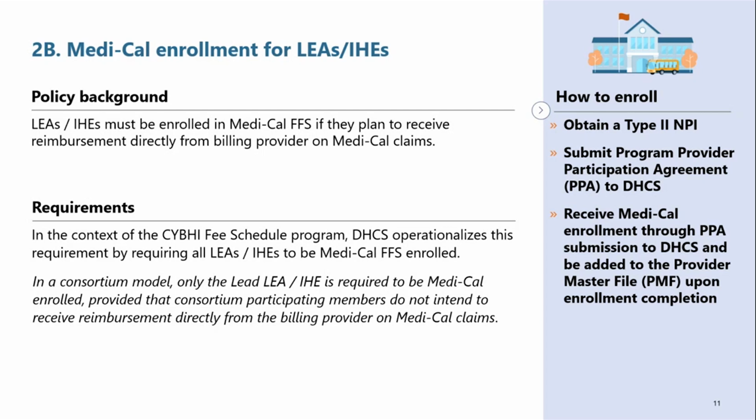This setup allows smaller or resource-limited LEAs or IHEs to participate in the program without needing to complete individual Medi-Cal enrollment, provided they work through a designated lead. How to enroll. To enroll, LEAs and IHEs must obtain a Type 2 NPI and submit a CYBHI Fee Schedule Program Provider Participation Agreement (PPA) to DHCS. Once approved, DHCS will enroll the LEA or IHE in Medi-Cal and add them to the Provider Master File (PMF).